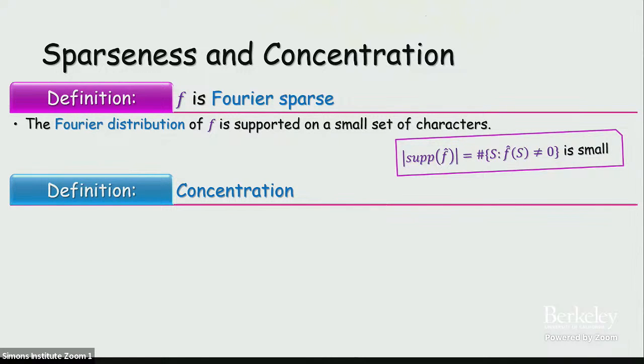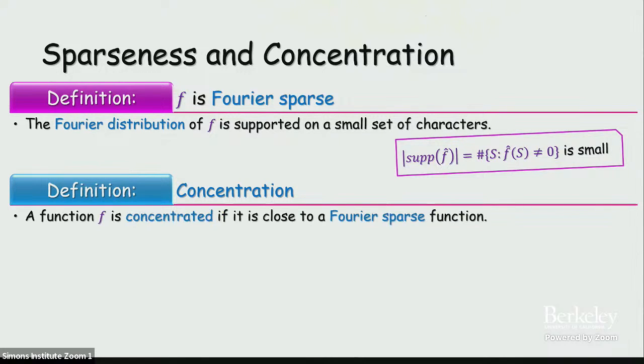We say that the function is concentrated if it is close to Fourier sparse. So here, tell me if it's true to say that we just add epsilon here. Okay, never mind. We just say it's concentrated if it's close to Fourier sparse in L2 norm. We talked about the L2 norm, right?